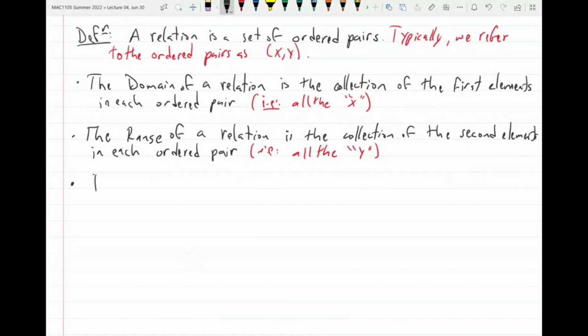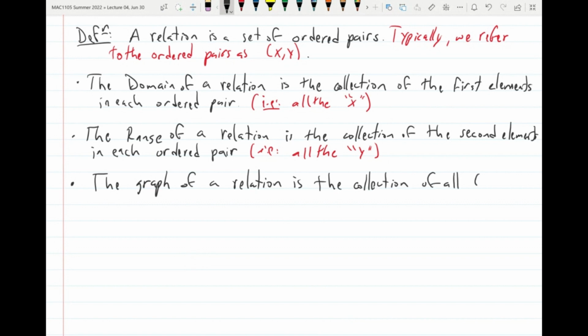So the graph of a relation is the collection of all xy ordered pairs in the relation plotted on the xy plane.